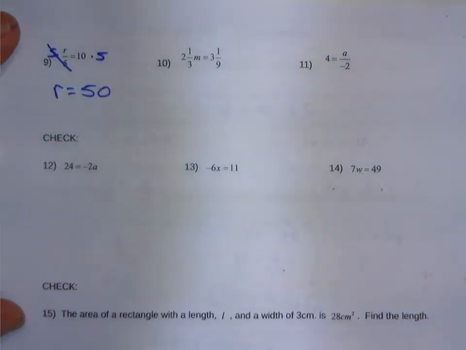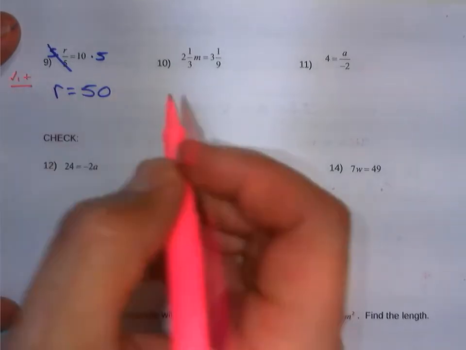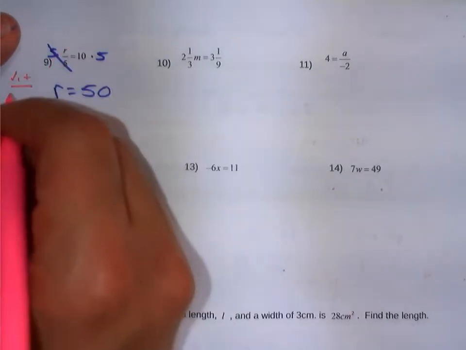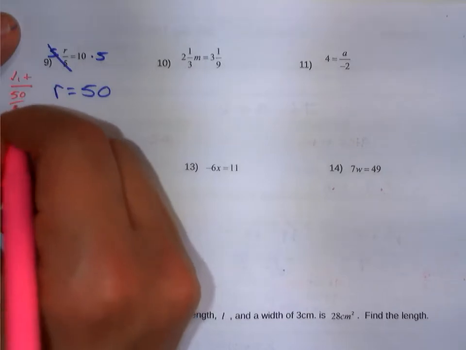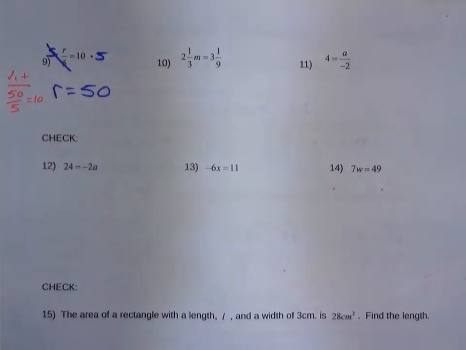Okay. Again, if you want to check this, I'll go off to the side and check it with you. Take that 50 and plug it in. You get 50 divided by 5. Is that equal to 10? And for sure, 50 divided by 5 is 10, so it works out.